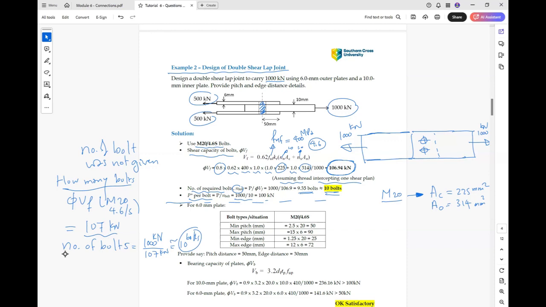Okay, for the arrangement of the connection, we need to find how much is the minimum pitch, how much is the maximum pitch, and how much is the edge distance. For the plate, because we have 10 mm and 6 mm, which one would be critical? The 6 mm one, or the smallest one.